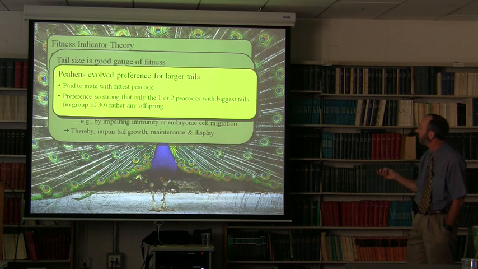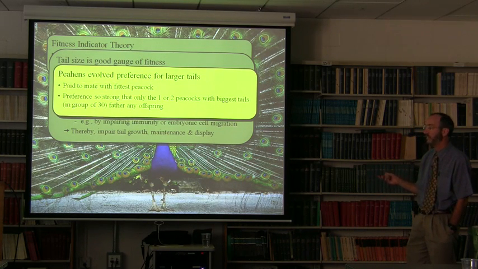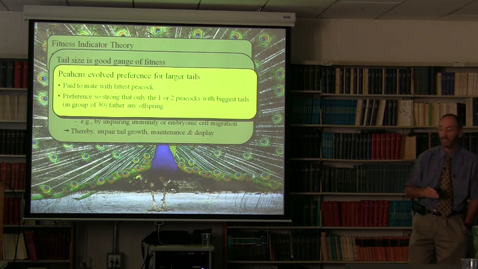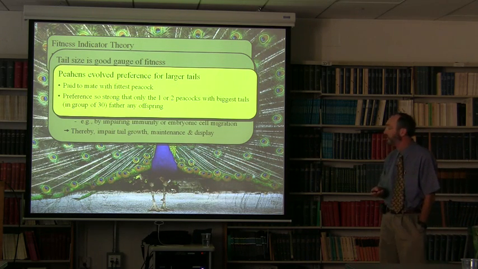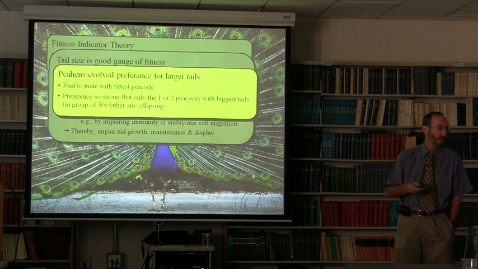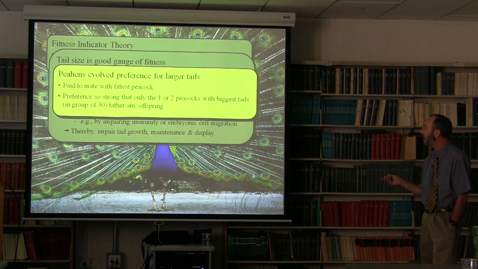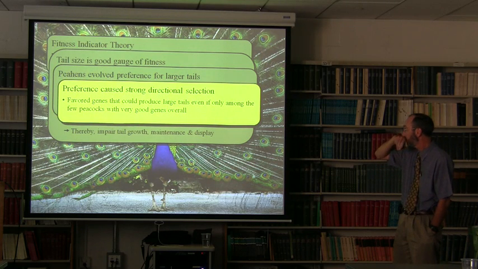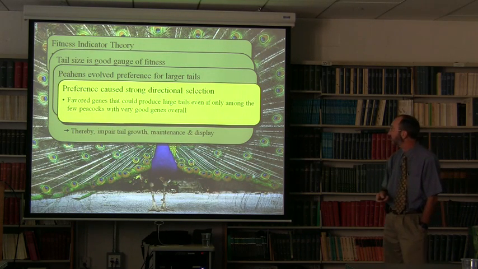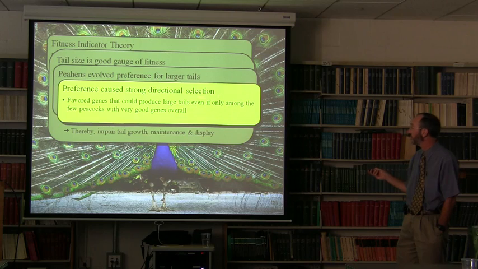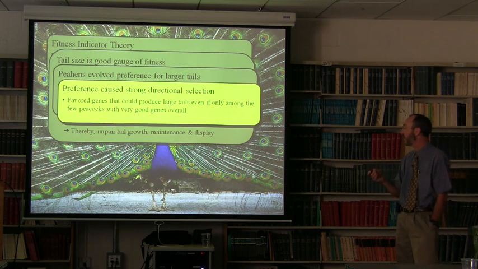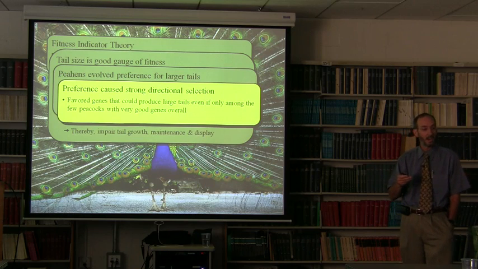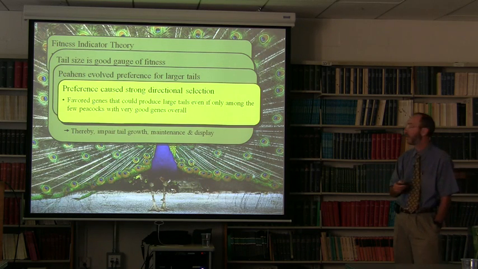Peahens have evolved a preference for larger tails because it paid to mate with the fittest peacocks. This preference is so strong that only the 1 or 2 peacocks with the biggest tails among the group of 30 will father any offspring in the next generation. This strong preference has caused strong directional selection and has favored genes that could produce large tails, even if only among the few peacocks who have very good genes overall.